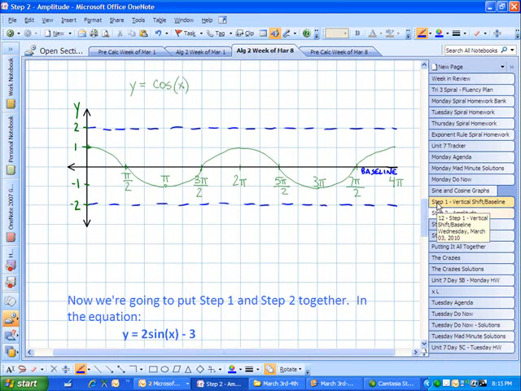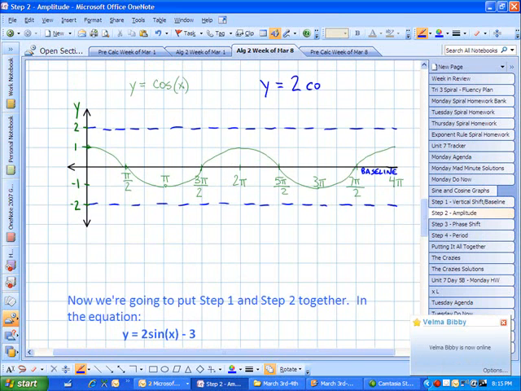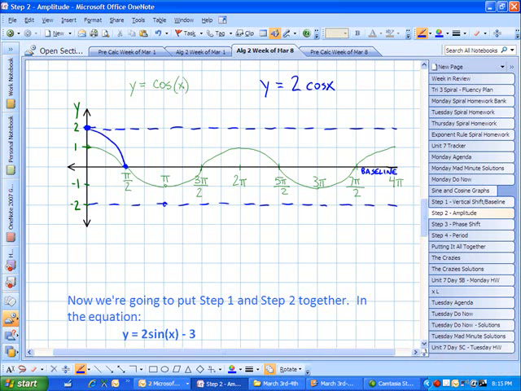Our amplitude is now 2. So since this is y equals 2 times cosine of x, cosine starts at the top. And again, in the past, the top had always been at 1. Well, now, because the amplitude is 2, the top is up at 2. At pi over 2, we're back to the baseline. At pi, we're down to the negative amplitude. At 3 pi over 2, we are back to the baseline, and at 2 pi, we're up to the positive amplitude.